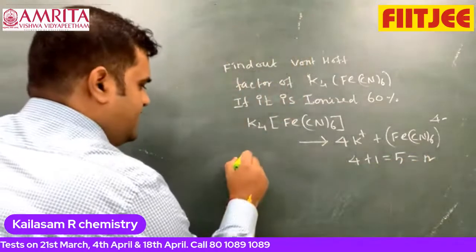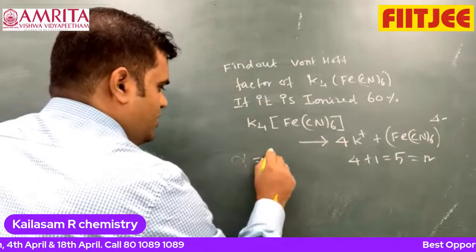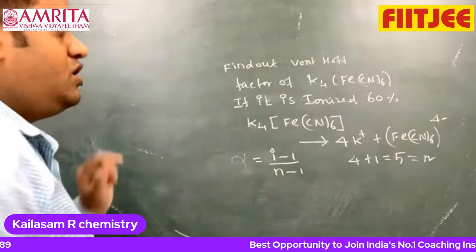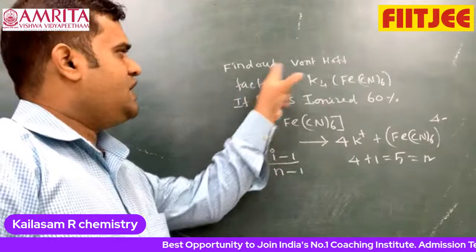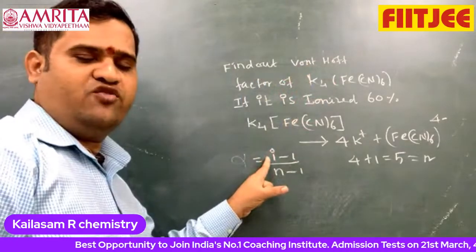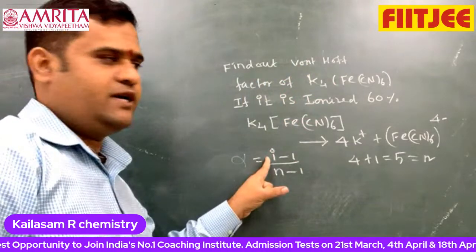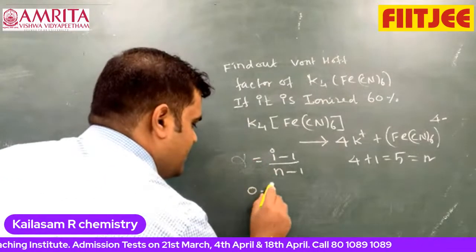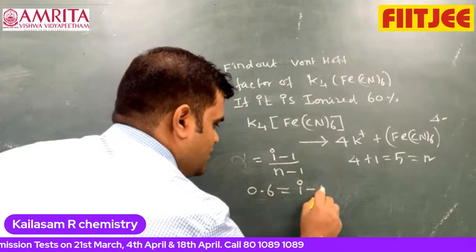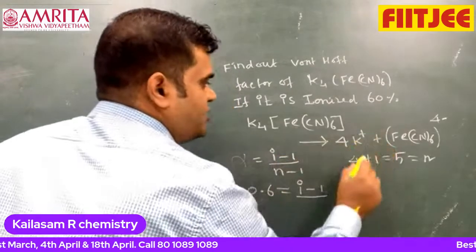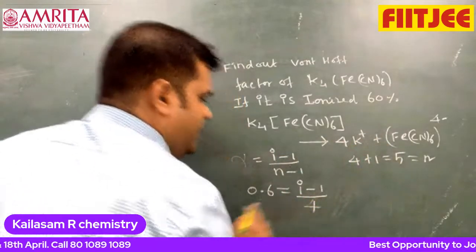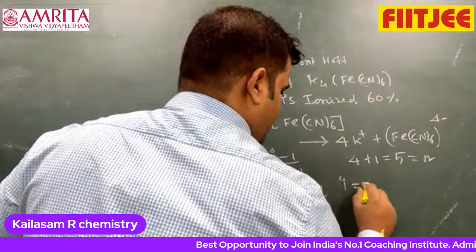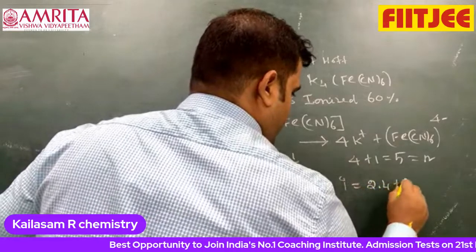So alpha is equal to i minus 1 by n minus 1. They are asking for the van't Hoff factor, so I want to find i. Here n is 5, and only 60% is dissociated. I can write 0.6 is equal to i minus 1 by 5 minus 1, that is 4. So 2.4. Therefore i is equal to 2.4 plus 1.